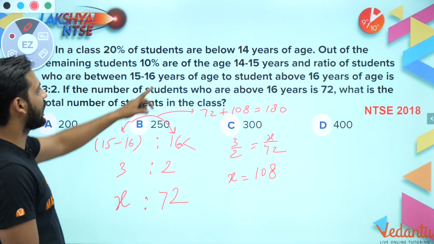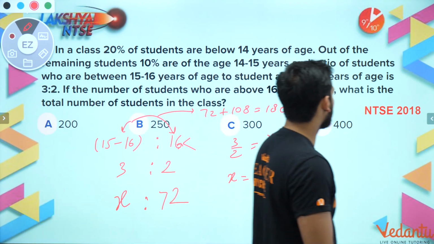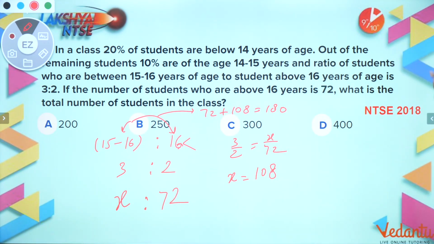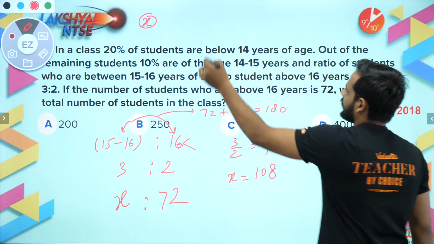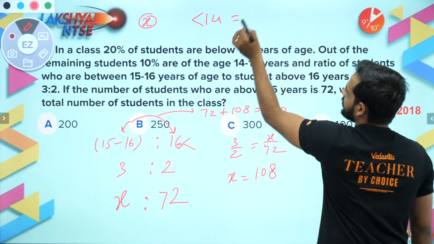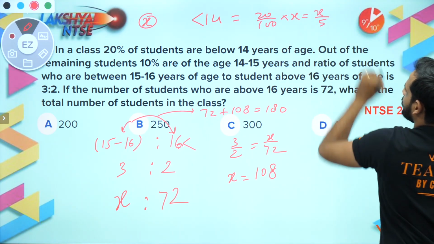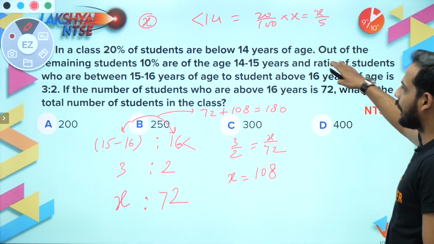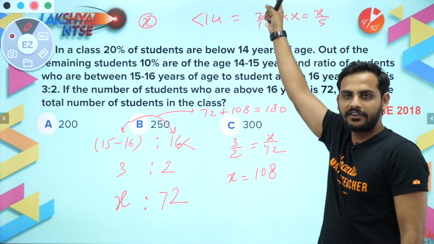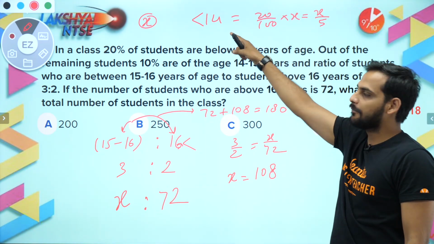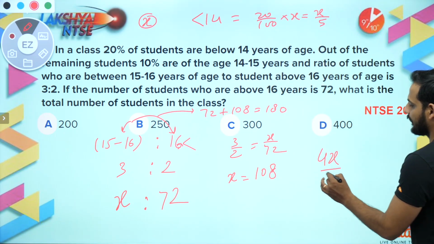We need to talk now about those who are below 14 years of age and the remaining students, of whom 10% are of the age 14 to 15. Now let us say total students are x. So those who are below 14 will be 20% of x. So 20 by 100 of x, which means x by 5. Correct? Now they are saying out of the remaining students 10%. So how many students are remaining? From x, if x by 5 are below 14, how many are left? x minus x by 5, which is 4x by 5. 4x by 5 students are left.